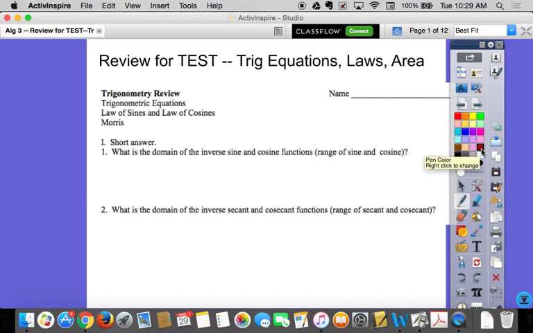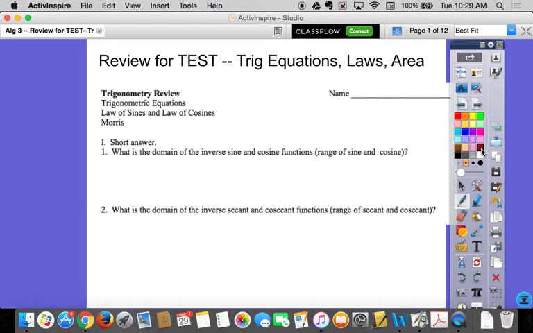Let me turn on the timer so that we stop within the time frame allowed. It's probably going to take 3 or 4 videos to get this done. At the beginning, you're going to have 7 short answer questions. First one says, what is the domain of the inverse sine and cosine functions?